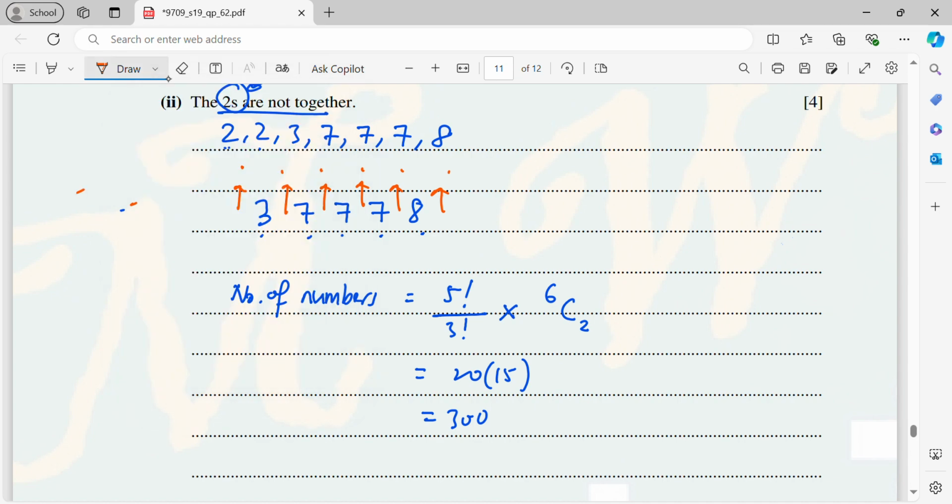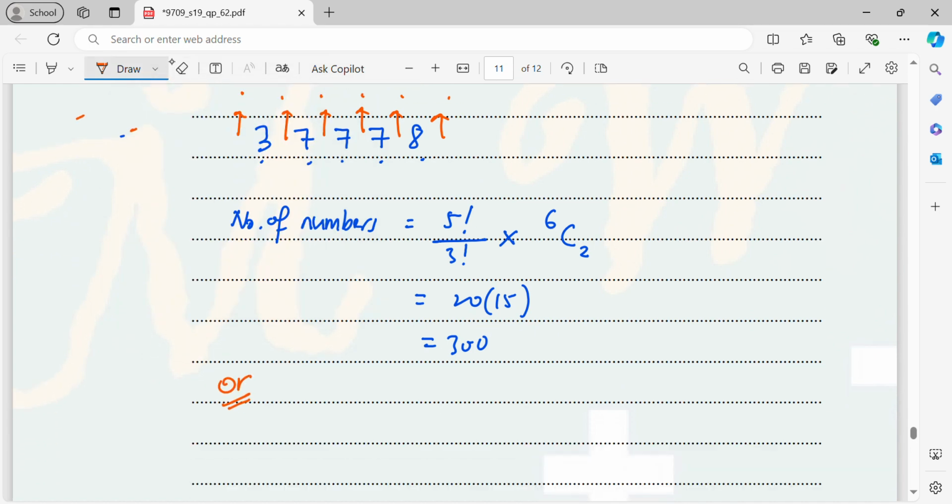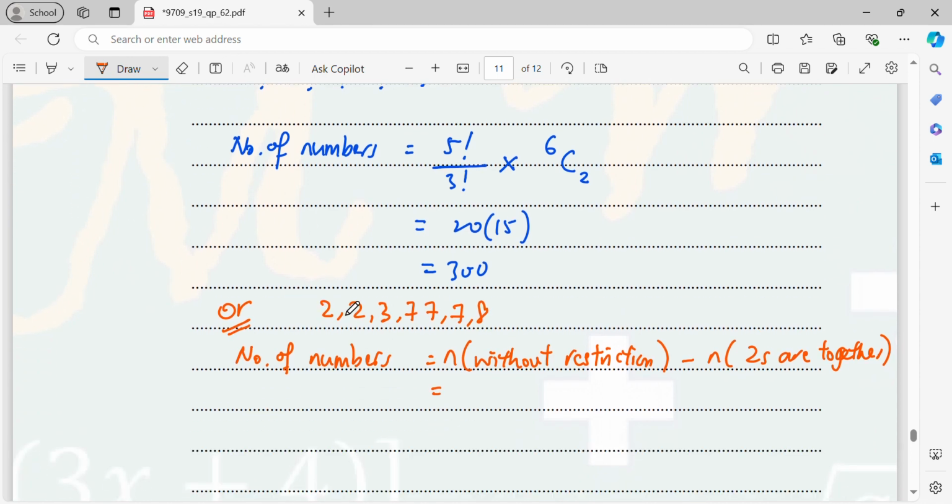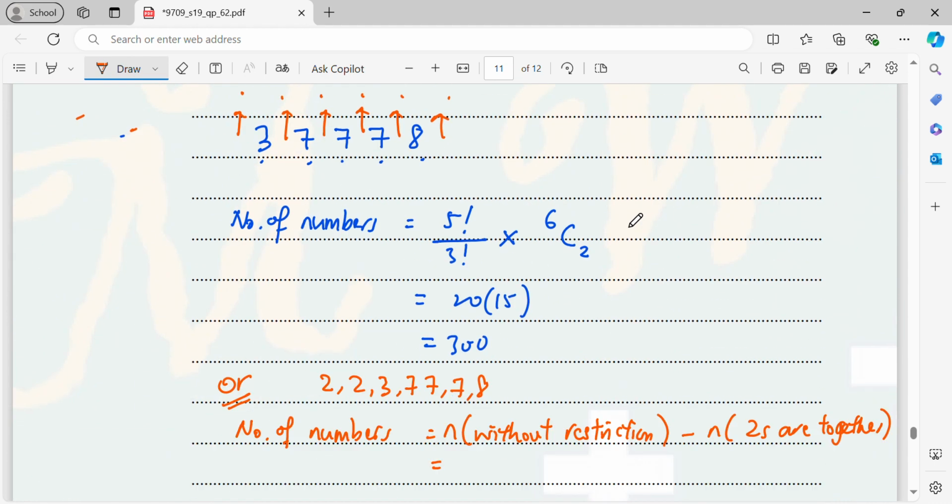Okay, another option is here. Maybe you are not comfortable with this method, so you can just write number of numbers equals to n, meaning number of how many outcomes without restriction, minus when the twos are together. Okay, so when you minus when the twos are together means that is the twos are not together. So without any restriction, remember you are given 2, 2, 3, 7, 7, 7 and 8. So there are total of 7 numbers here. Okay, but among these 7 numbers you have 2 times of 2 and you have 3 times of 7.